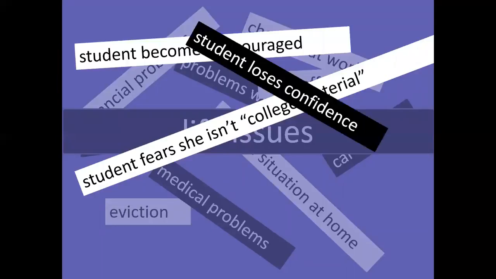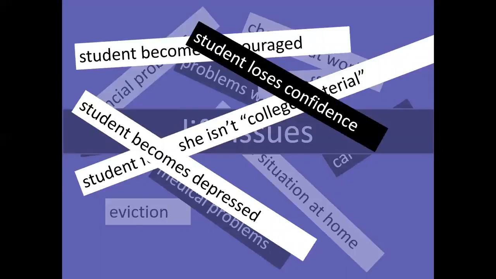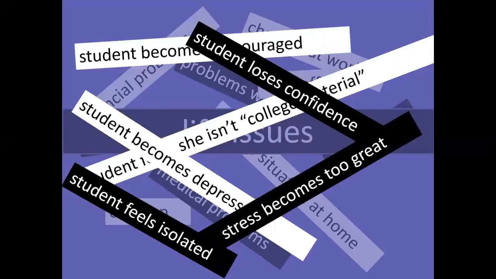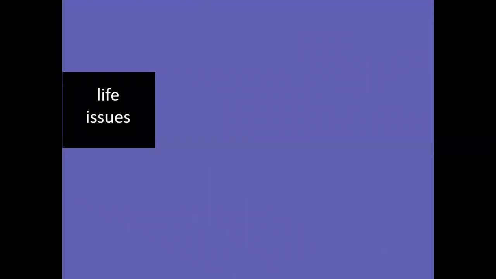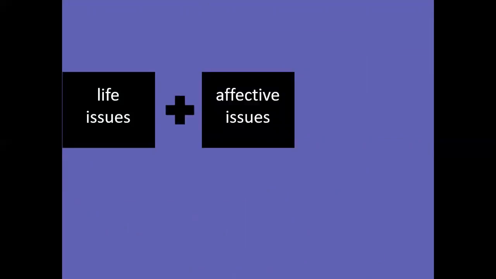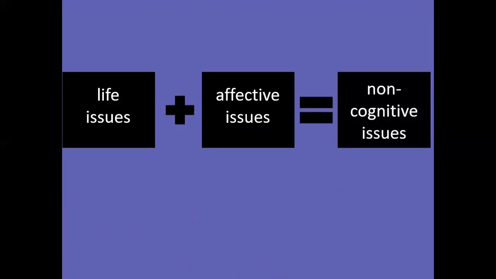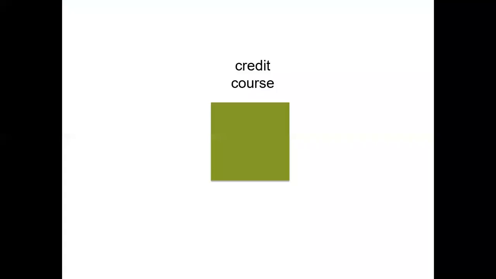Students lose confidence. They become depressed, isolated, stressed. The first group were life issues that are going on in their outside lives. These issues are going on more in their psyches, in their minds. We've lumped them under the title affective issues. And so if you take life issues and add to it affective issues, the term we use for the combination is non-cognitive issues. I will use that term several times in the rest of this presentation, so I wanted to explain it to you.